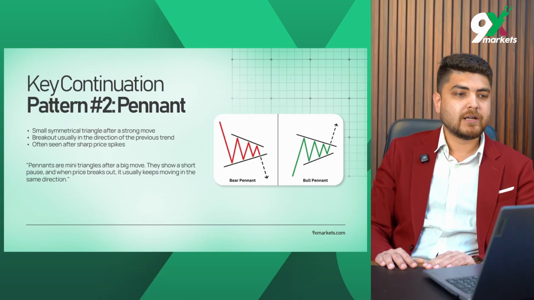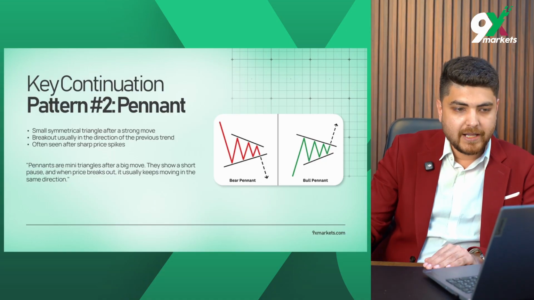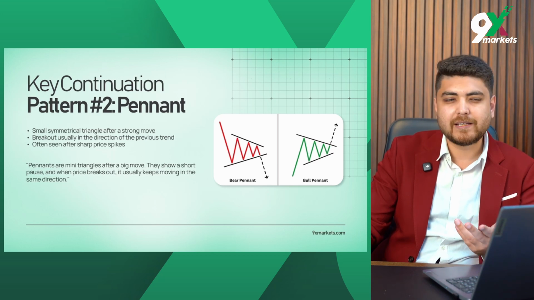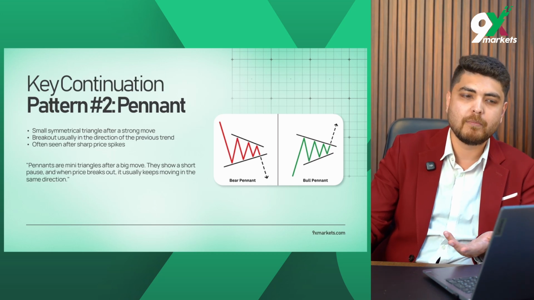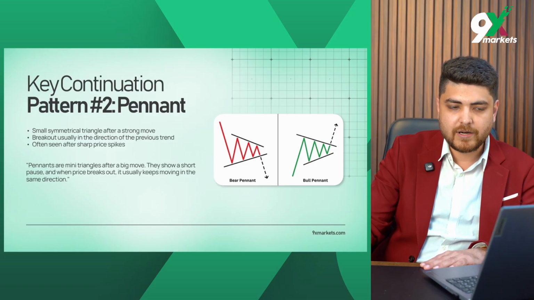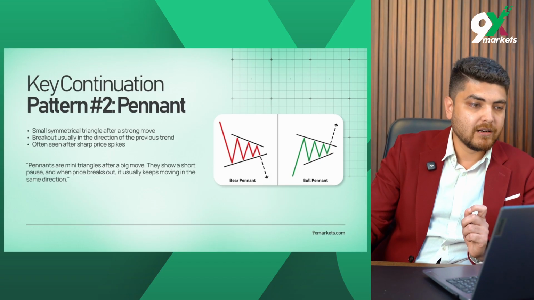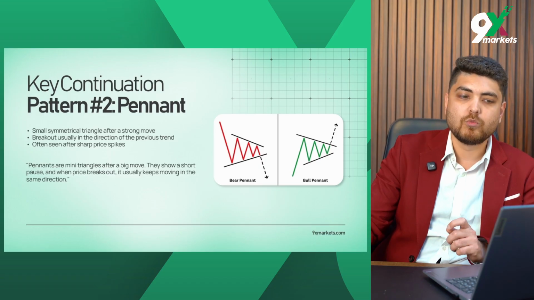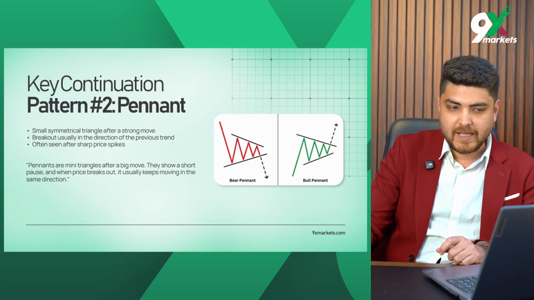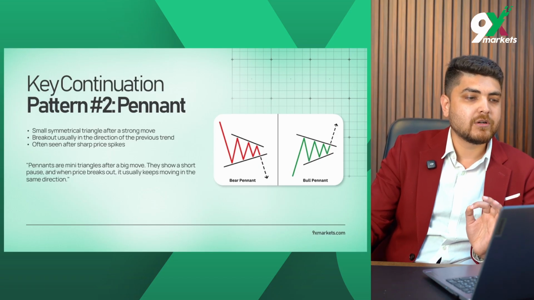Another continuation pattern is the pennant. Once again, all eyes on the screen. This is what a pennant looks like. Now a lot of you must be thinking that this is kind of a bull flag or bear flag. What's the big difference? If you look at it like this, a bull flag had the same kind of lines, the support and resistance, but this one is in a pennant shape. So the key point: small symmetrical triangles after a strong move, which is what we call a strong move, and then some kind of consolidation. Breakout usually in the direction of the previous trend.